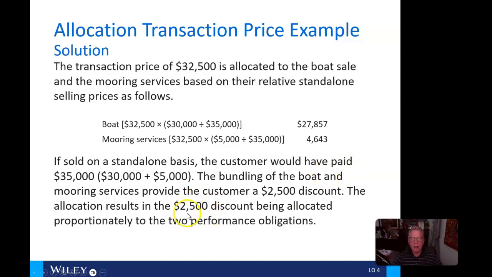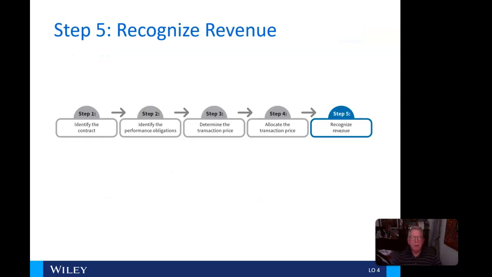So the bundling of the boat and mooring services provides the customer a $2,500 discount, and we allocate it proportionally to the two performance obligations.